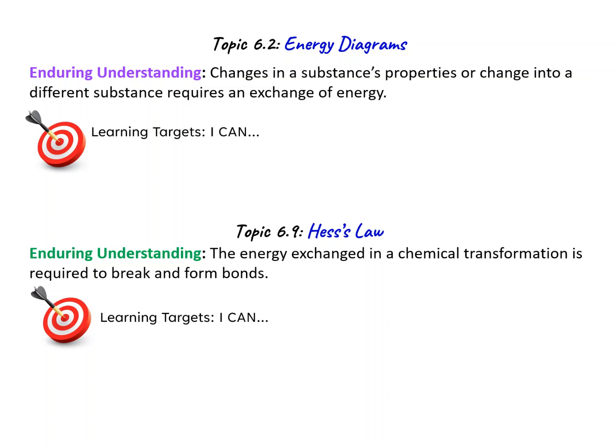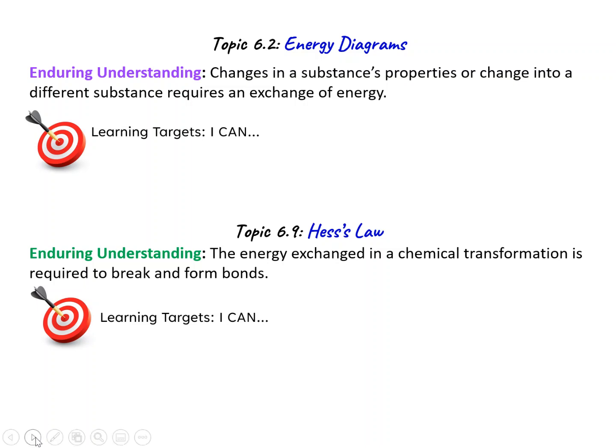Starting with reviewing energy diagrams and actually looking at measuring stuff on them. So the changes in substances' properties, or change in different substances, requires an exchange of energy. That still pertains here. And then the rest of the topics here are going to fit this enduring understanding. The energy exchange in a chemical transformation is required to break bonds and form bonds, okay? So we're going to be looking at those essential understandings.